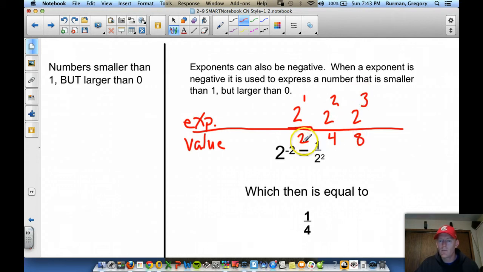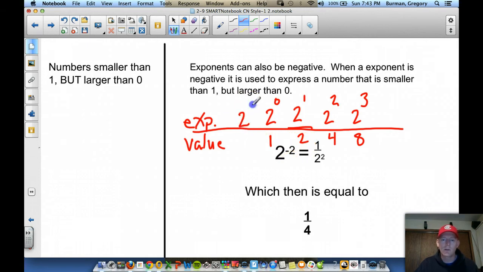Notice how to turn 2 into 4, we did times 1 more 2, times 1 more 2. So if I get smaller, 8 to turn into a 4, we had to divide by 2. 4 to turn into 2, we had to divide by 2. So 2 to the 0 power has to be a 1 because we divided by that 2.